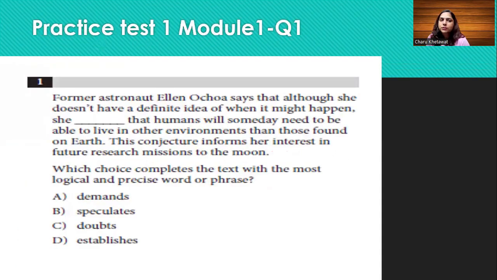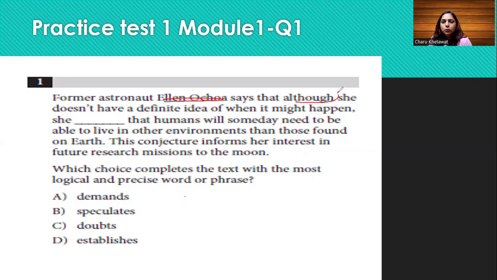Now let's look at an official question, which is practice test 1, module 1, question 1. So let's see how these steps are going to help you in this official one. Which choice completes the text with the most logical and precise word or phrase? Former astronaut, whatever is the name, I don't care. You can also ignore that. Former astronaut says that although she doesn't have a definite idea of when it might happen, she dash that humans will someday need to be able to live in other environments than those found on Earth.